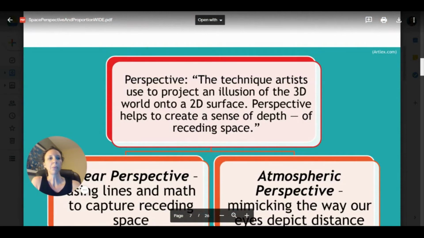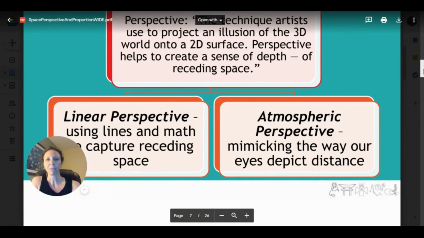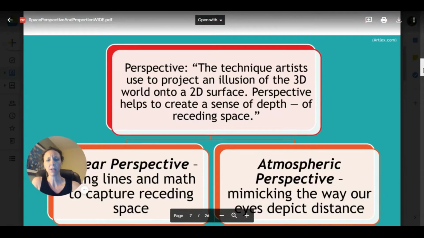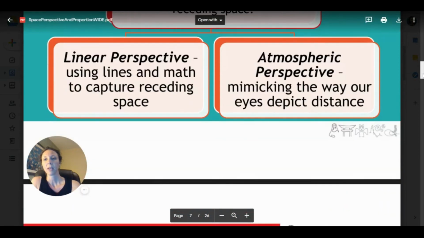All right, so let's explore perspective a little bit more. First of all, perspective is the technique artists use to project an illusion of the 3D world onto a 2-dimensional or 2D surface. Perspective helps to create a sense of depth, of space that is receding. Now, we can consider it in 2 different ways.